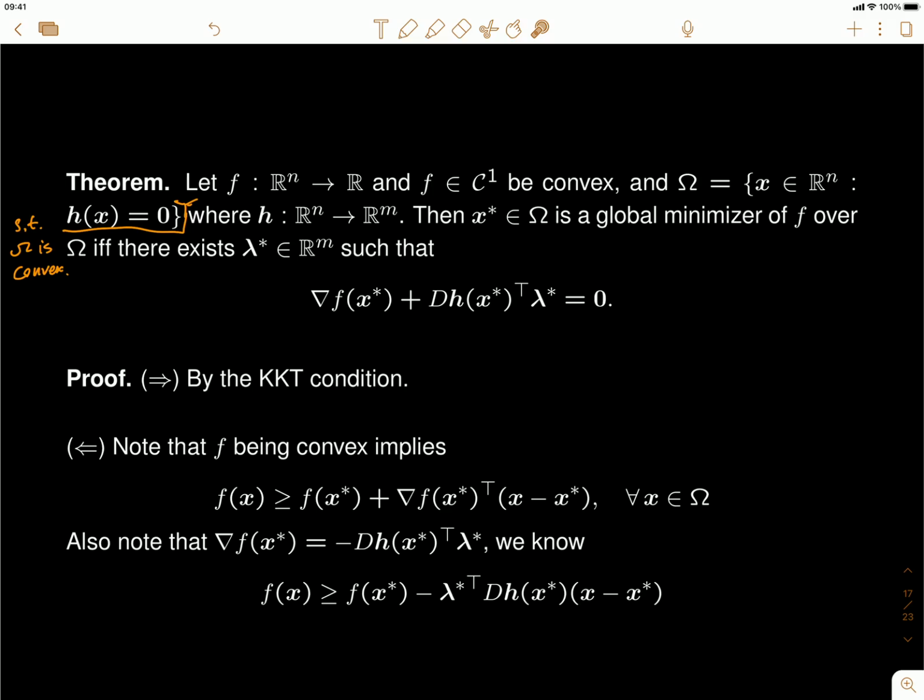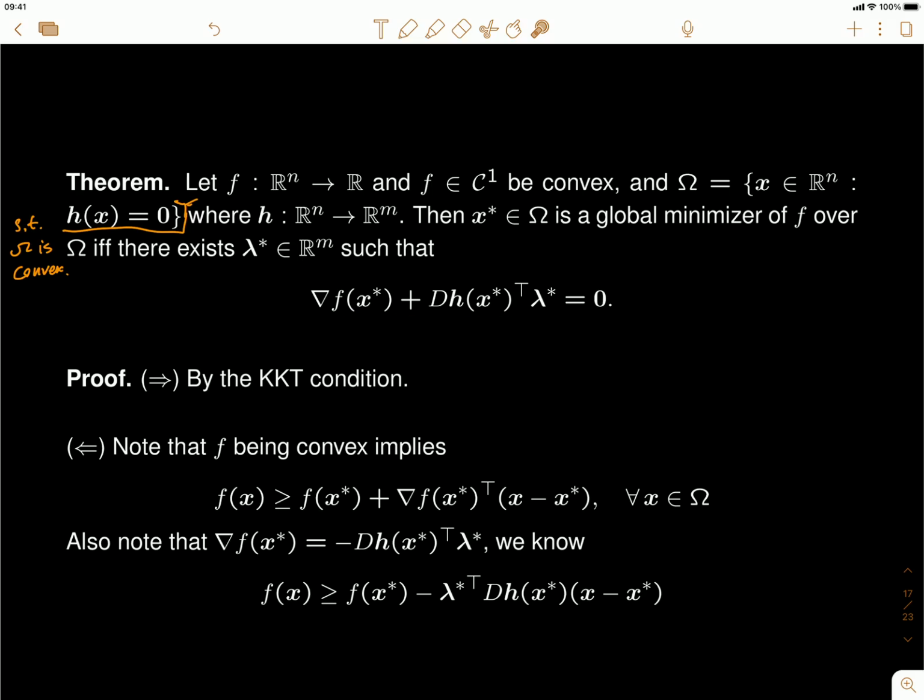Then we can claim the following: x star is a global minimizer of f over this set omega if and only if there exists some lambda star. Lambda star is an m-dimensional vector, where m is the same as the codomain of h, such that this is equal to 0.